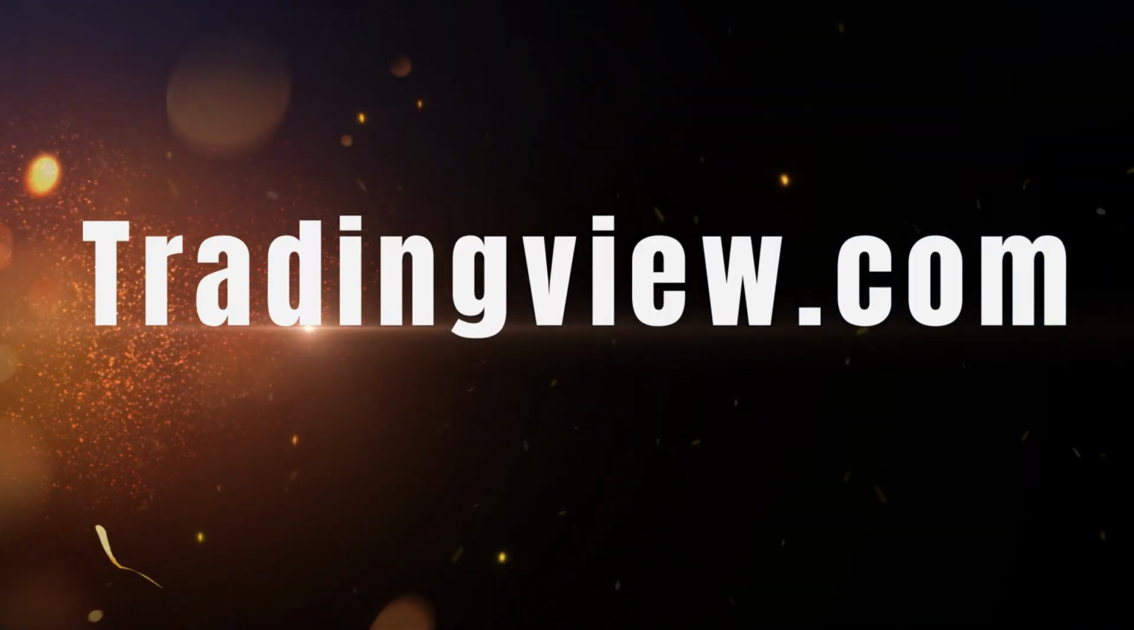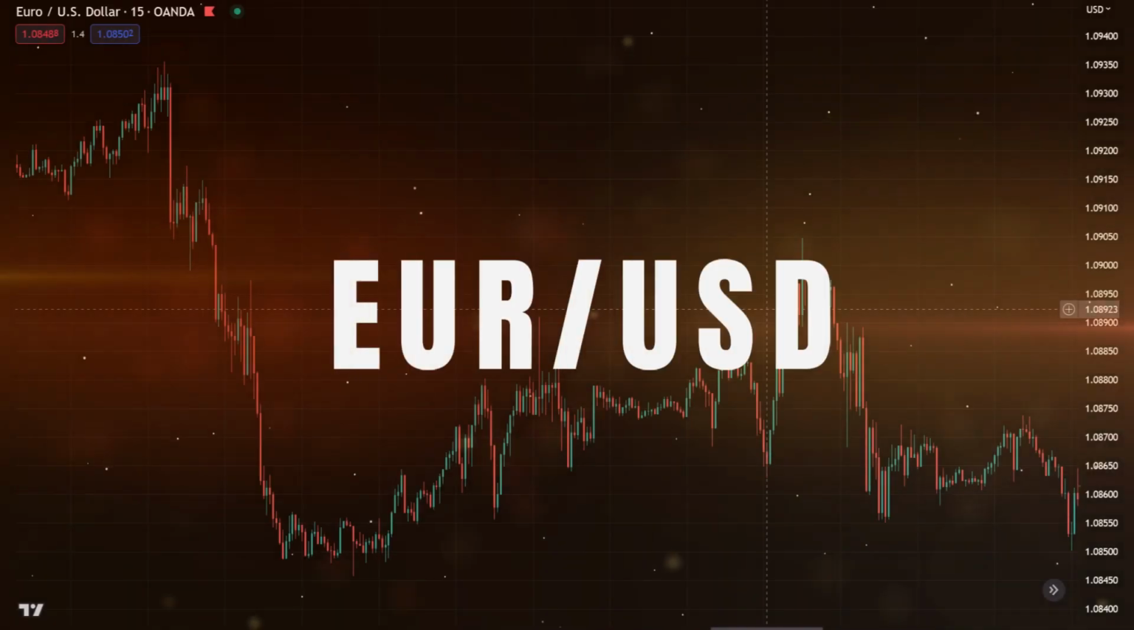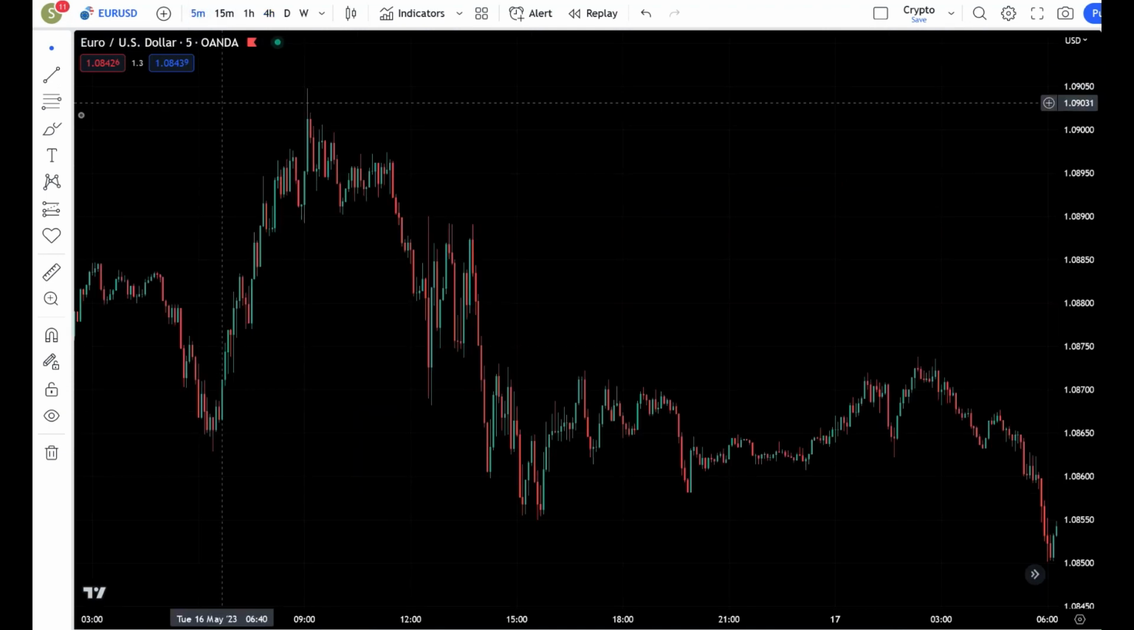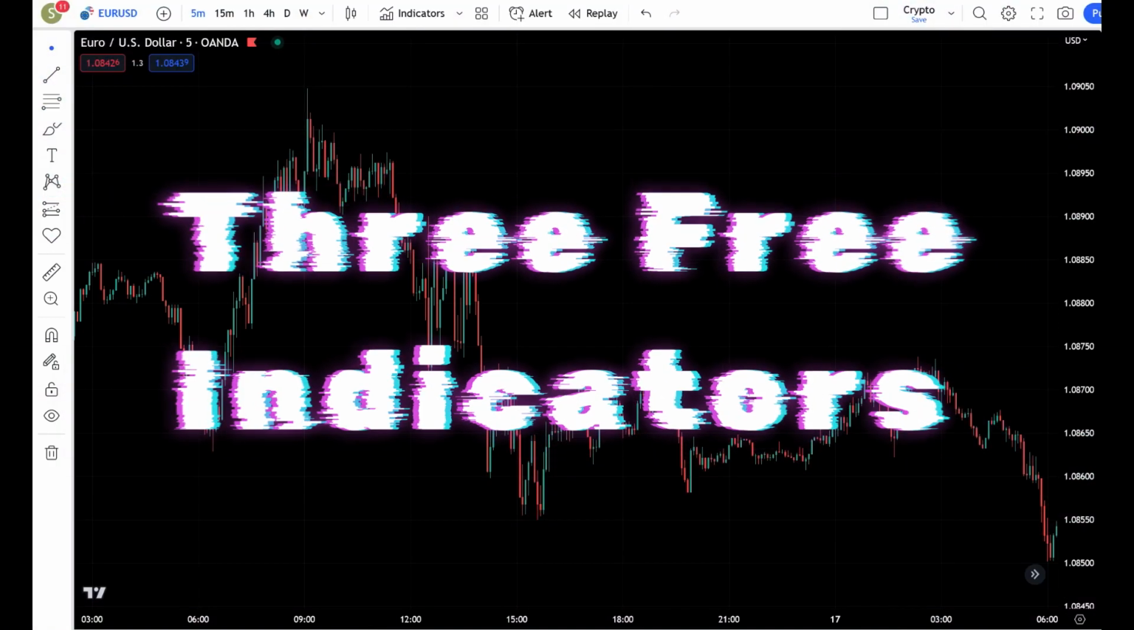First of all, open the Tradingview platform and then select the EUR/USD currency pair. Now, set the time frame to 5 minutes for this strategy. However, keep in mind that you can use this method on all time frames, and this strategy can be profitable on all of them. Now it's time to add indicators to our chart. In total, 3 free indicators are going to be used in this strategy.